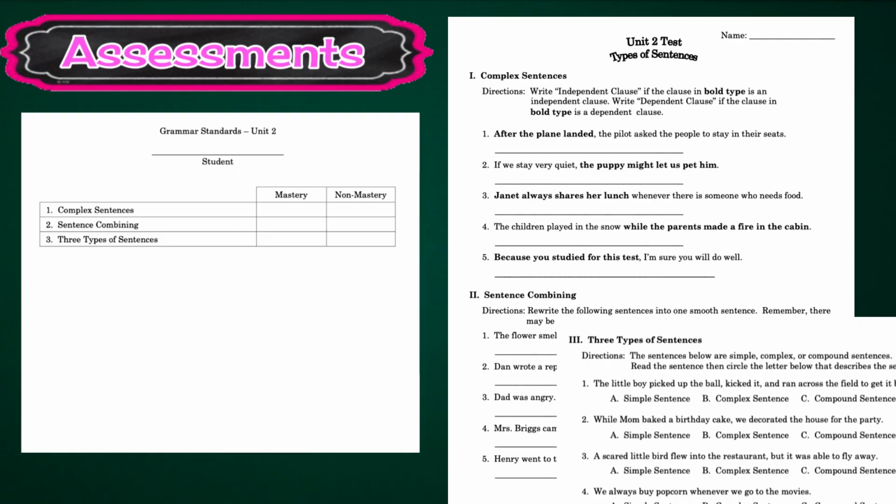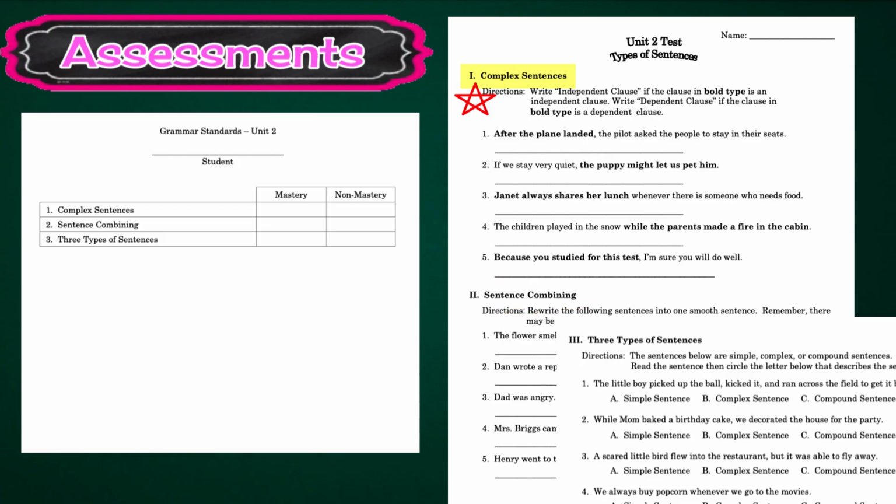You can see that the test is organized into the three standards that were on the parent checklist. There's complex sentences, sentence combining, and three types of sentences. Now, if the student does well on a standard on the test, I put a star. This means that they've mastered the standard. If they don't do so well, I just leave it blank, like on part 2 here, sentence combining.